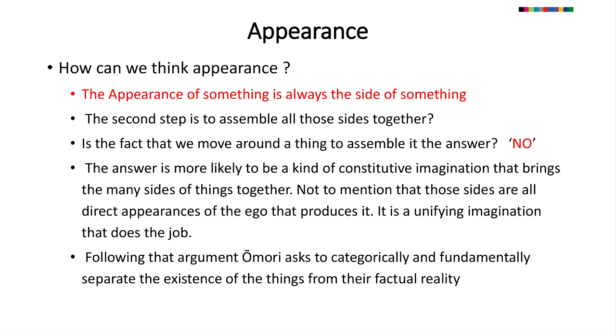So the answer is more likely to be a kind of constitutive imagination that brings the many sides of things together, basically. There is something inside myself that brings all the parts of the desk together, that constitutes the desk, okay? And not to mention that those sides are all direct appearances of the ego that produces them, okay? It is a unified imagination that does the job. It is only imagination that does the creation of basically the desk that I'm seeing. And following that argument, Ōmori has to categorically and fundamentally separate the existence of things from their factual reality.